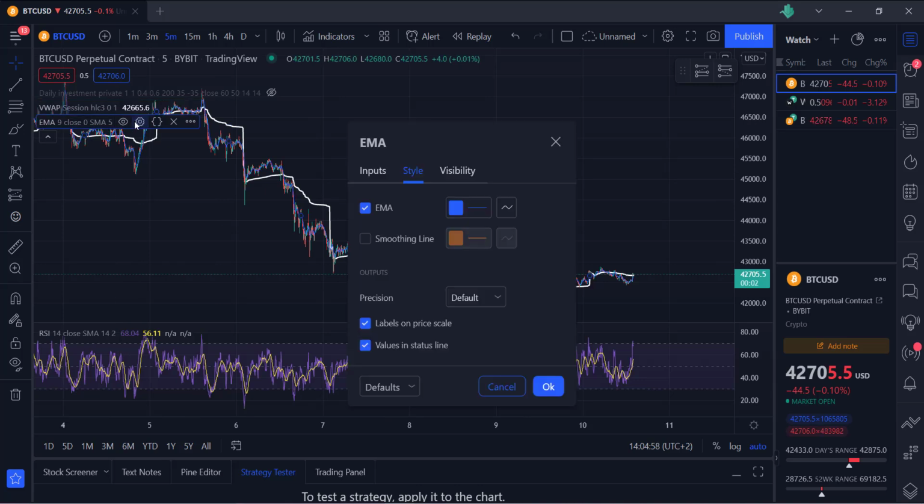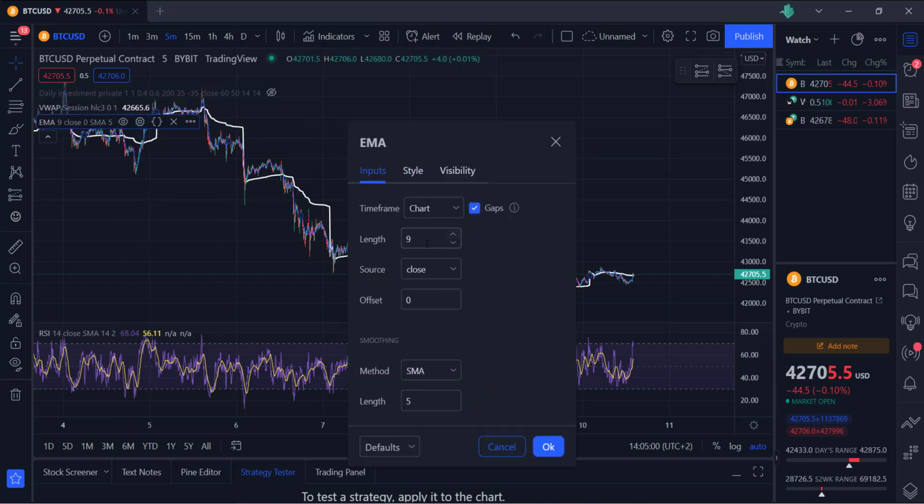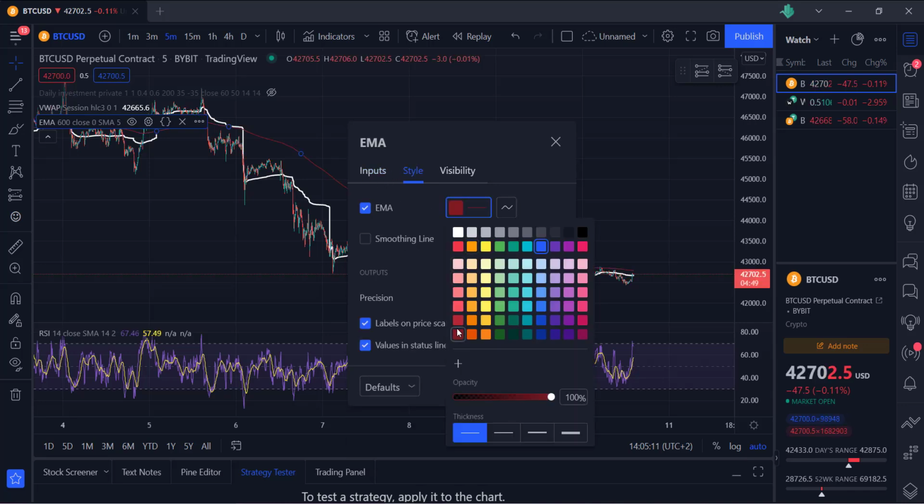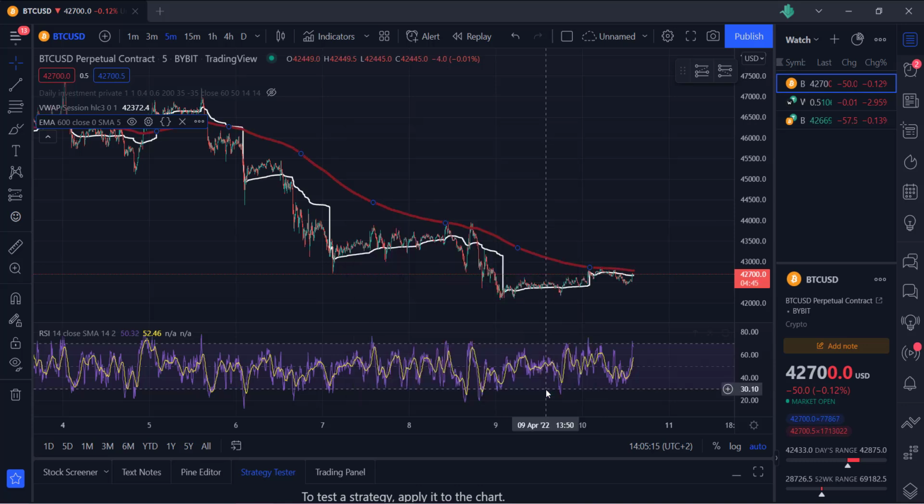For the EMA 200, we're going to do something different this time. It's not going to be 200, but we're going to make it 600. And I prefer a red thick line, so I'm going to know clearly where the EMA is.